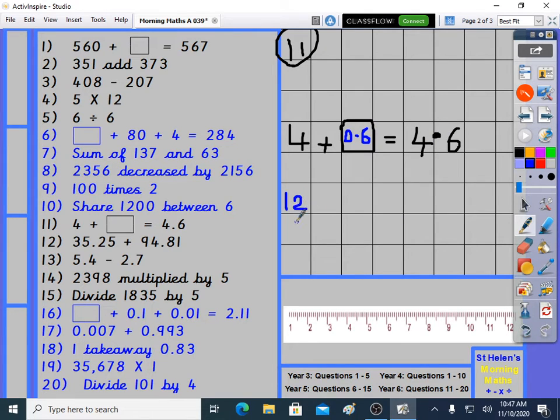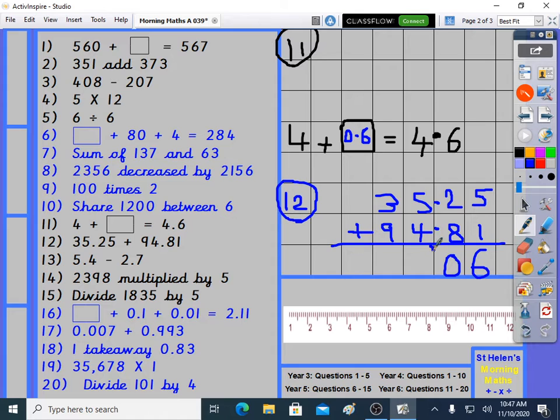Question 12. Nice column addition really, because they both have 2 decimal places and both numbers have 4 digits. 94.81. 5 plus 1 is 6. 2 plus 8 is 10. 5 plus 4 plus 1 is 10. 9 plus 1 is 10 plus 3 is 13. 130.06. I'm just checking on that. I did the right sign, didn't I? Addition, yeah. I think that looks right to me.